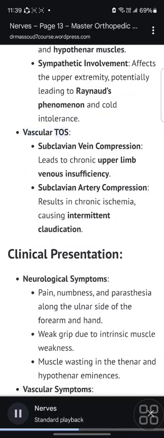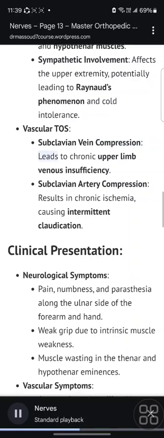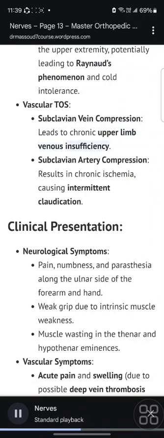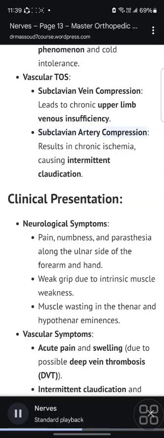Vascular TOS. Subclavian vein compression leads to chronic upper limb venous insufficiency. Subclavian artery compression results in chronic ischemia, causing intermittent claudication.